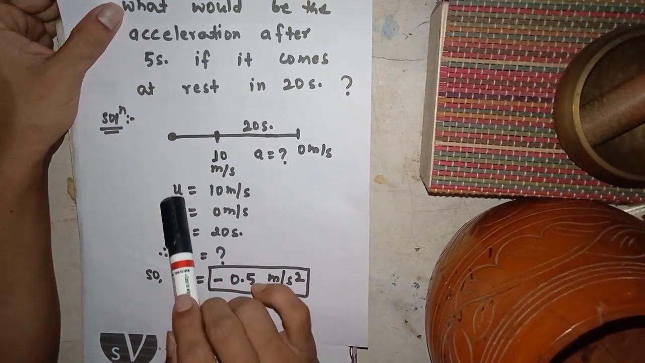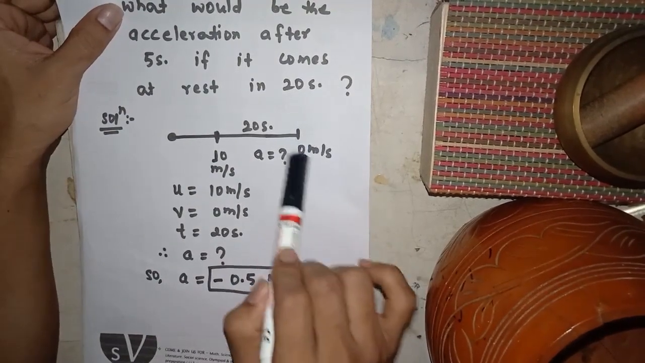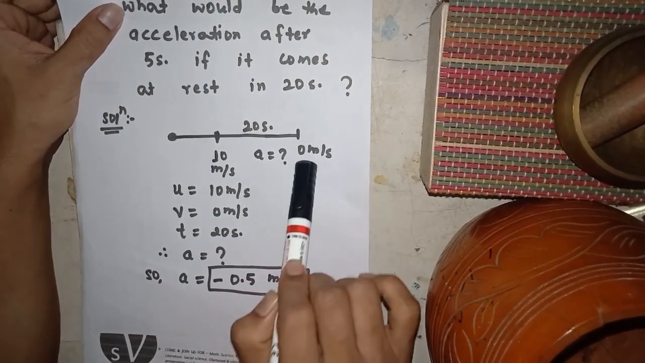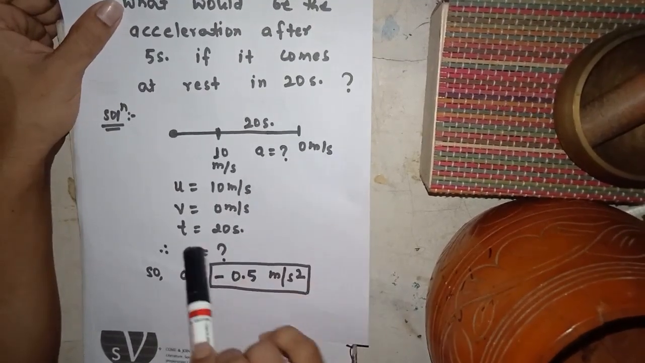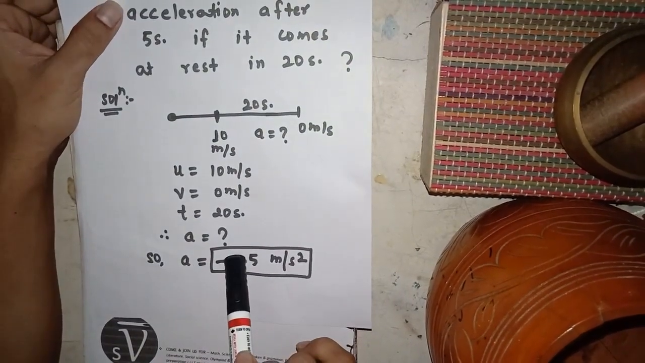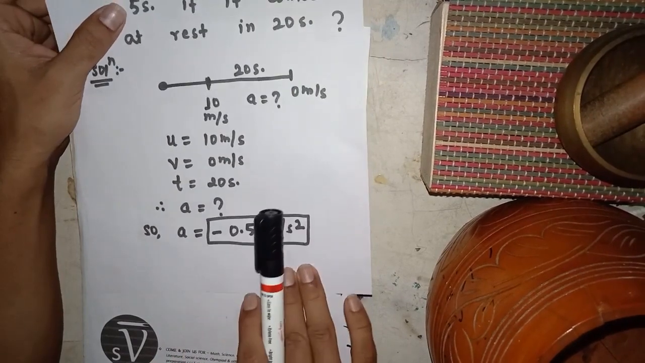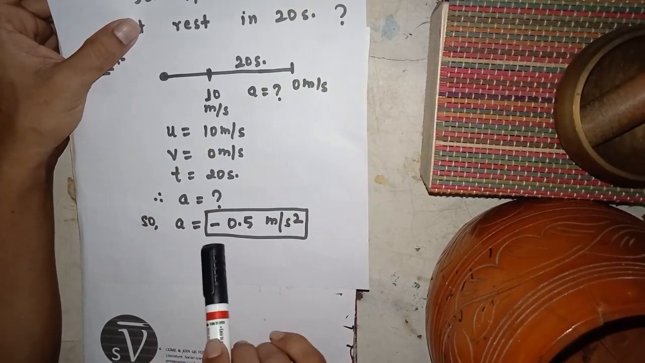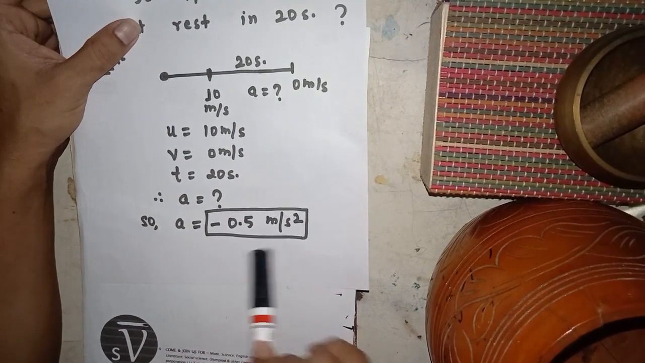So that's why here u is 10 meter per second, v is 0 because it ultimately comes to rest in 20 seconds. That means the final velocity must be 0 and the time taken is 20 seconds. You have to find out the rate, meaning acceleration. If you solve it using the expression I have already given you, you must get the answer as minus 0.5 meter per second square.